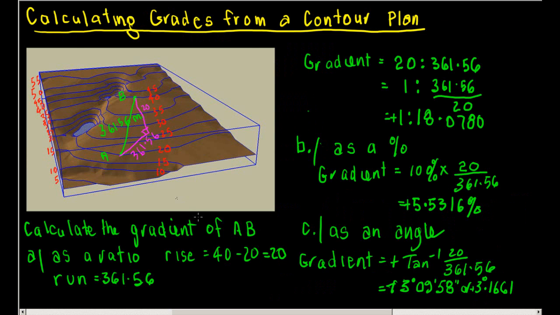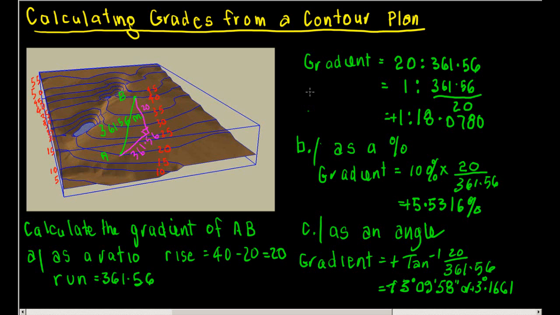Now here we're going to actually try and calculate a grade from a contour plan. The contour plan I've chosen is sort of trying to show things in a three-dimensional manner, so I've chosen that in the hope that it'll help you to visualize what's going on. In this case we've got A and B. A is on the 20 meter contour and B is on the 40 meter contour, and the horizontal distance between them is 361.56 meters. Note the contour interval of 5 meters.